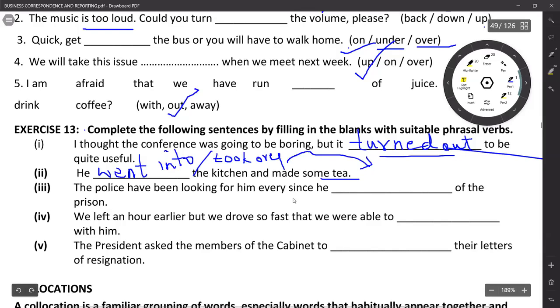The police have been looking for him ever since he dashed out of the prison. He ran out of the prison. Good. Yeah, he escaped. Okay, any other suggestions, guys? I'm just putting your suggestions, whichever look good to me. What else? Tell me. Ran out. What about the others? Come on. What did you write? Ran out itself. Okay. Broke out of the prison. Yes. Very good, Dhruva. Broke out. He escaped.